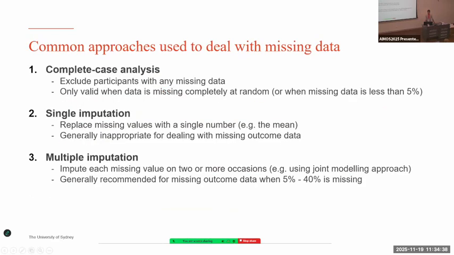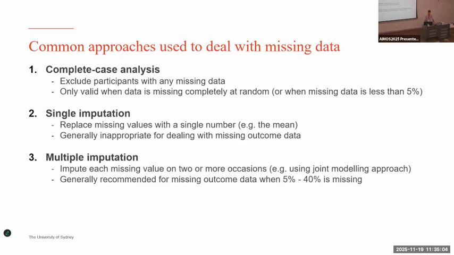And here are the common approaches that are used to deal with missing data in general. So a simple approach would be to use a complete case analysis where we exclude participants with any missing data. But this approach has been widely criticized for ignoring the patterns of missing data. So we should only really be using complete case analysis if the data is missing completely at random, or when we have a really small percentage of missing data in our total IPD.